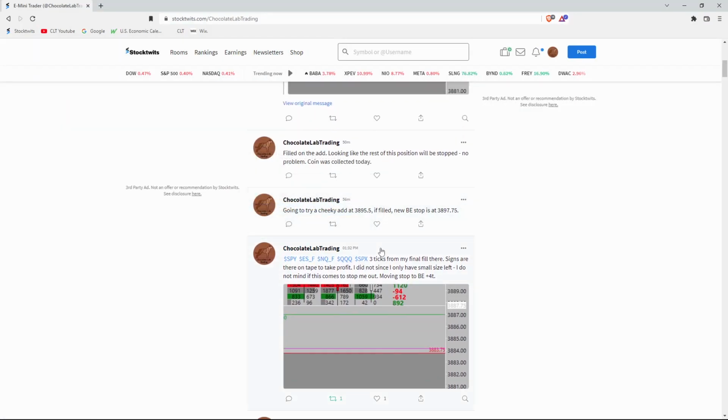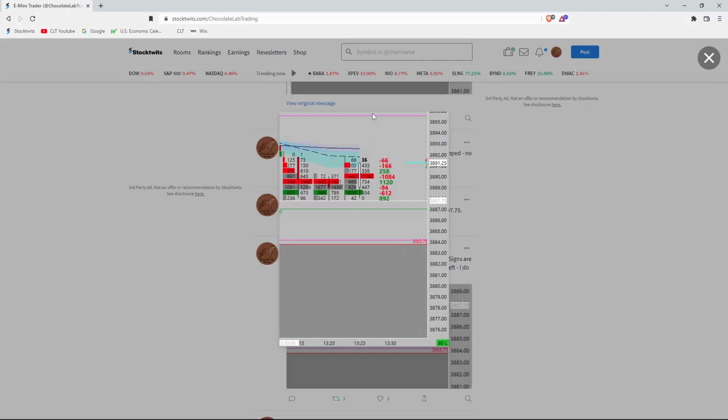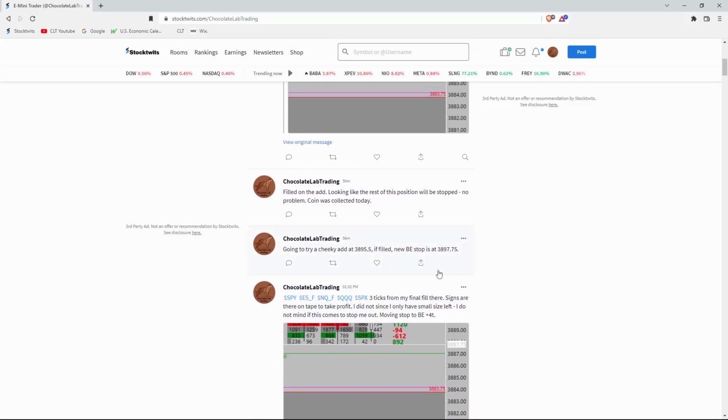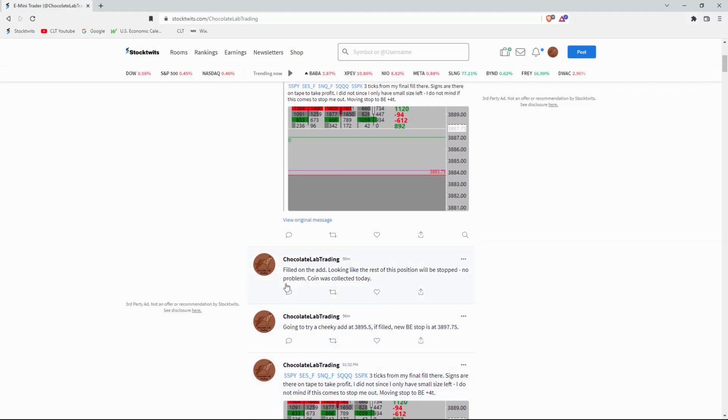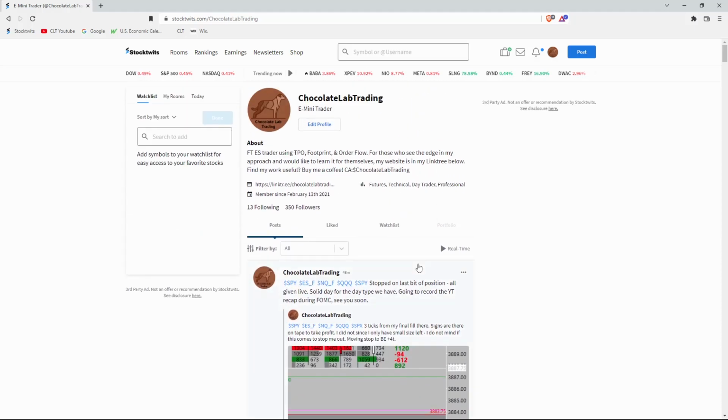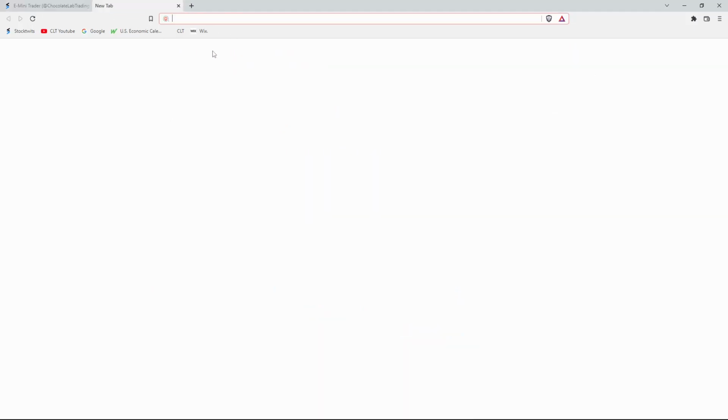And then I said, going to try a cheeky add at 38.95, because since this was coming back up, I wanted to see if I could add up here. And then my new stop would be that, because that would be my new break even. So I got filled on the add, and then it was looking likely that I'd be stopped out of the rest of the position, and that's exactly what happened. So that is the recap.